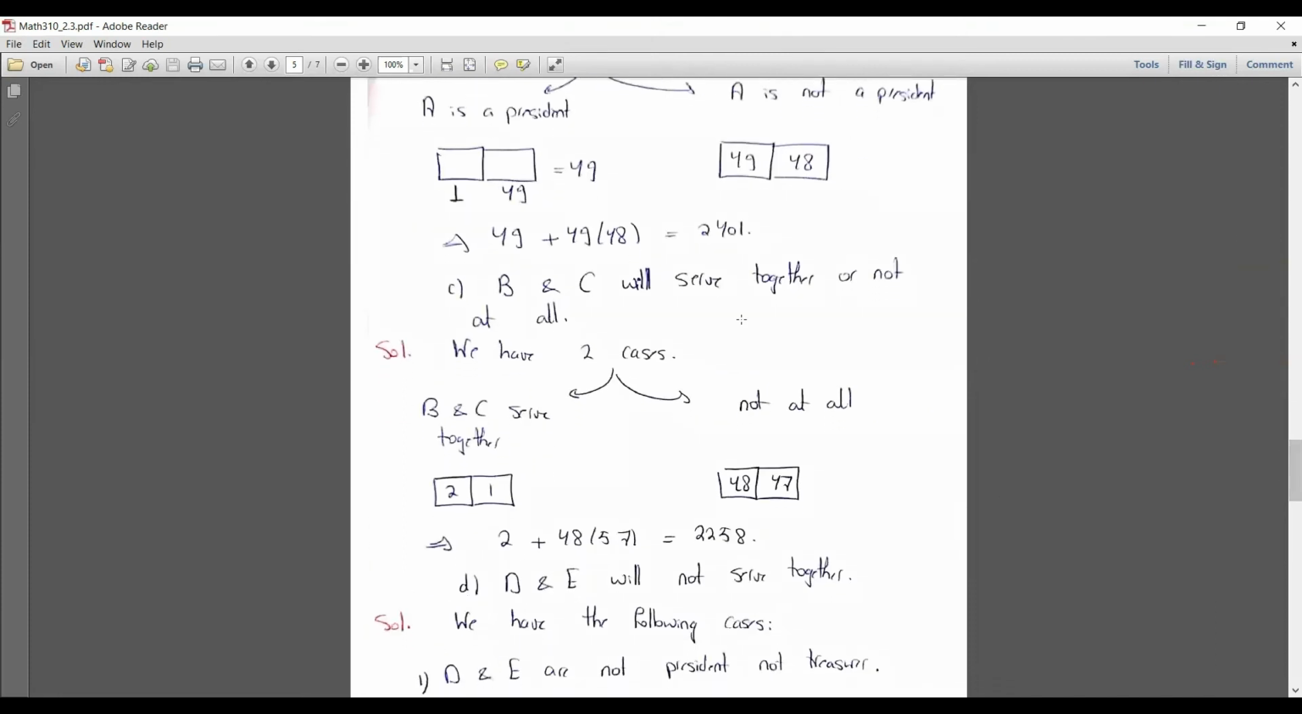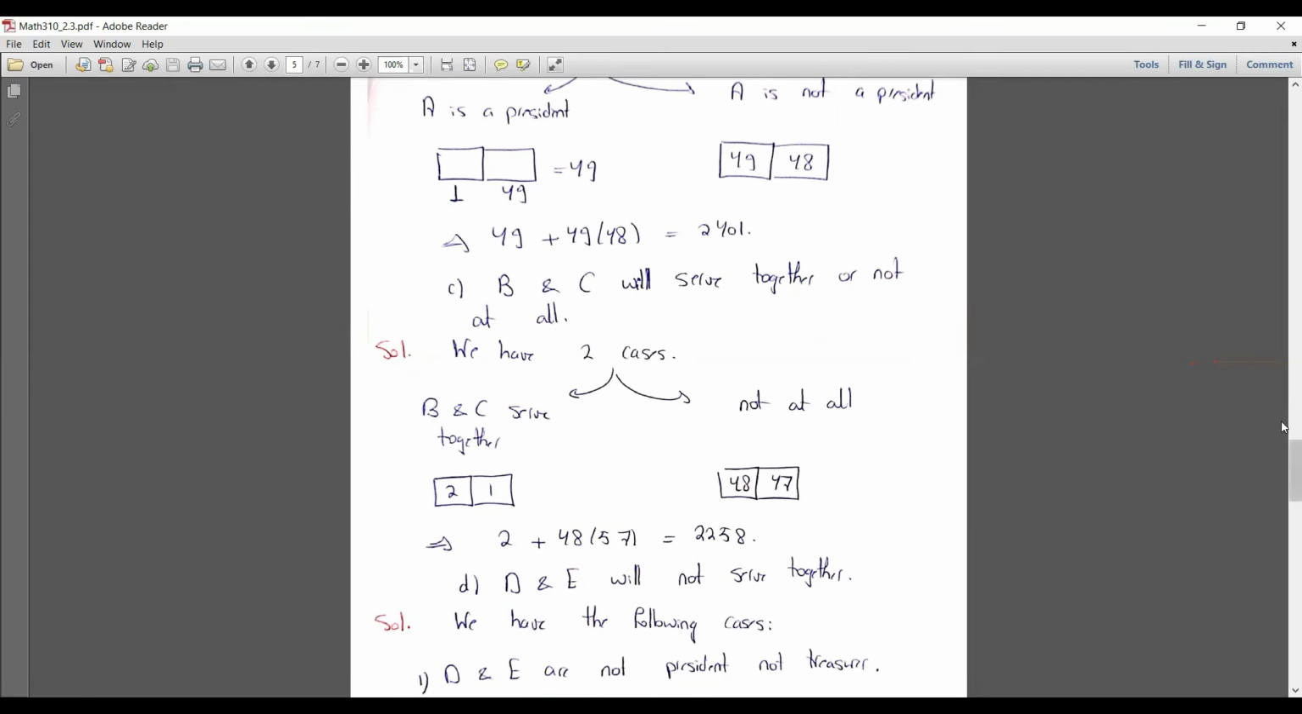In part C, we are saying that B and C are going to be serving together or not at all. What do we mean by this? If we have Sam and Maddie, that they are always together, let's say. They are insisting that either they're going to be treasurer and president together, Sam, let's say, president, Maddie treasurer, or vice versa, or they want to be out of this election.